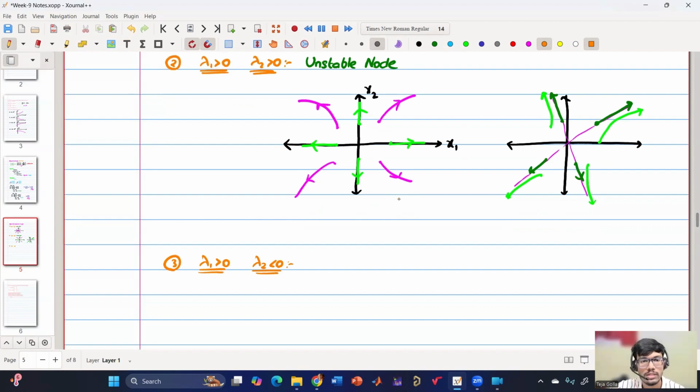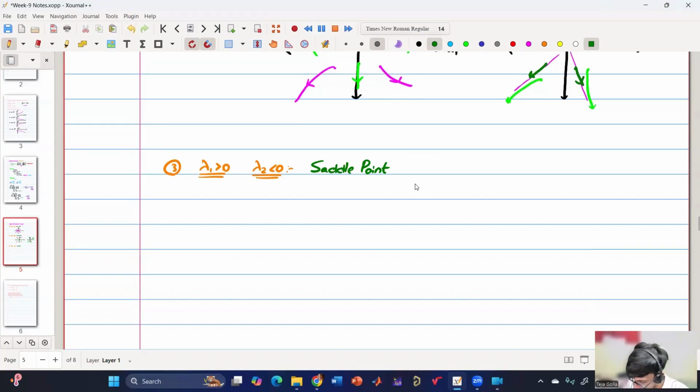Do you know what this is? Unstable. Okay, not exactly. One of them is unstable, another one is stable. So this is called a saddle point. One of them is stable, another one is unstable. So this is called a saddle point. Okay. So now let us draw.